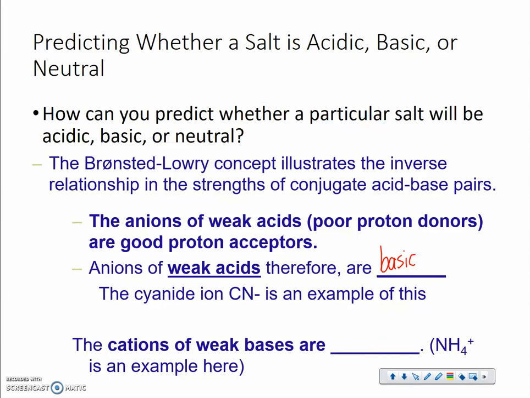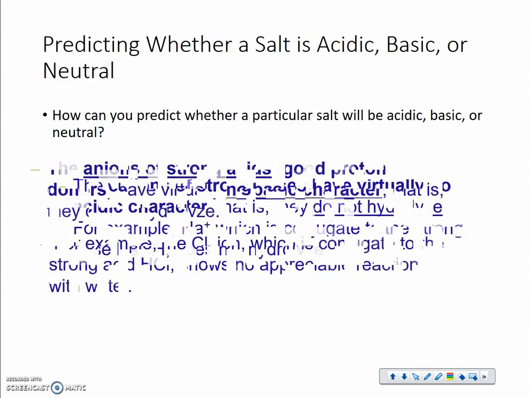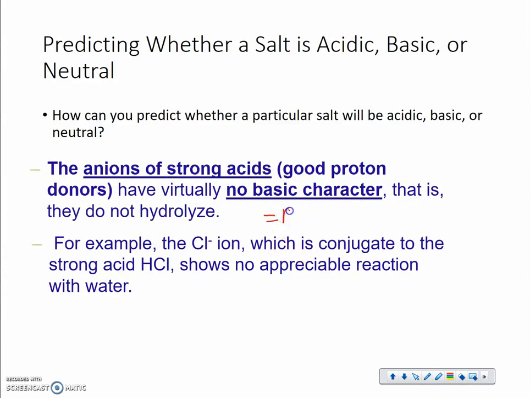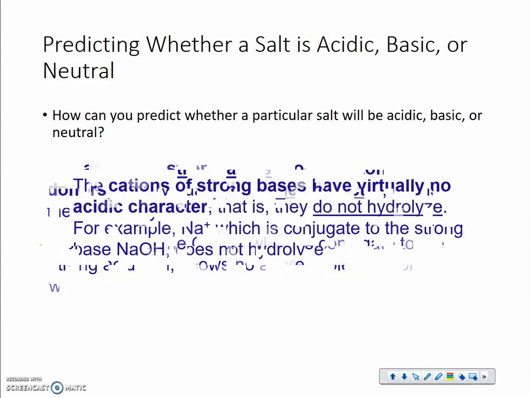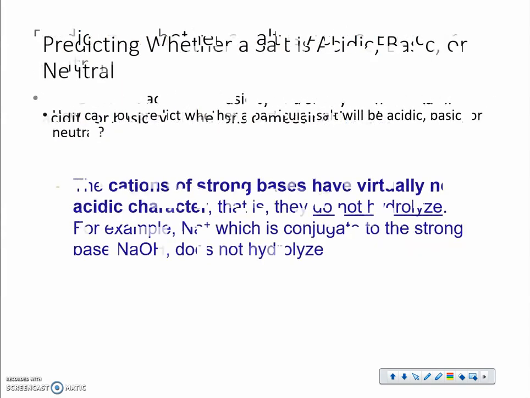The same thing holds true for bases. The cations of weak bases are acidic in nature. If you have a strong acid, one that donates protons very well, it basically has no basic character. It does not hydrolyze at all. What that means is that these are neutral. If you have a strong base, it also is not going to hydrolyze, so it's also going to be neutral.